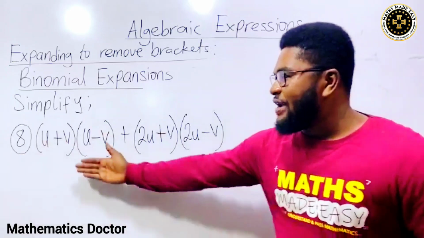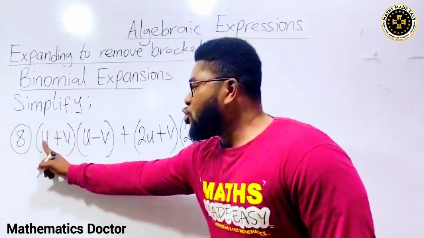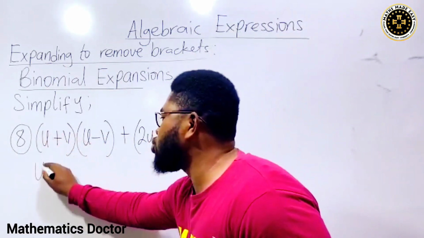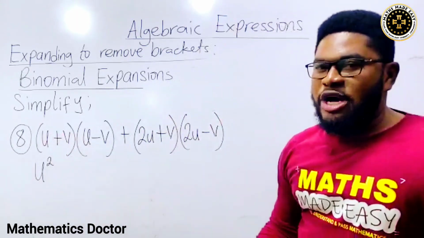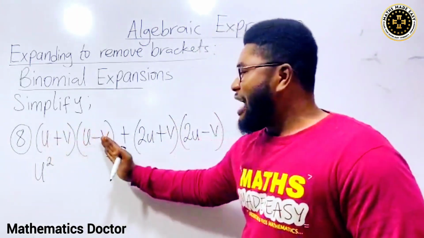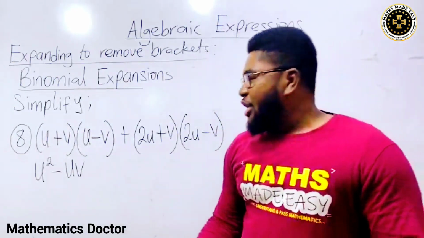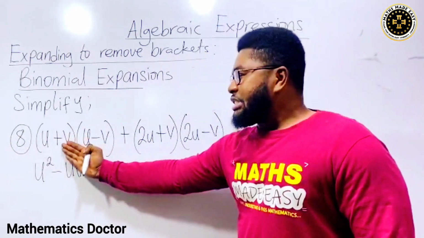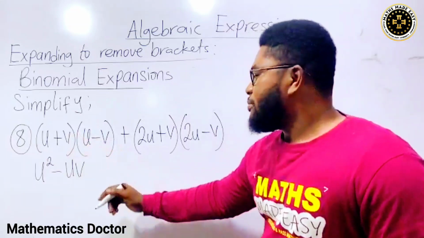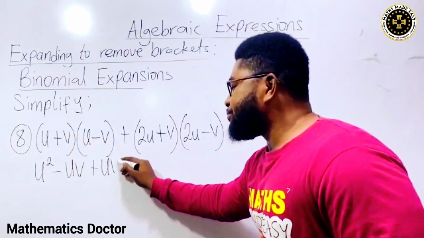So we start with the first two brackets. Now u times u gives us u squared, the normal expansion. U times minus v gives us minus uv. We are done with the u. Now positive v times u becomes plus uv.